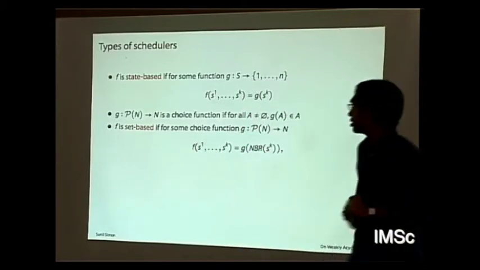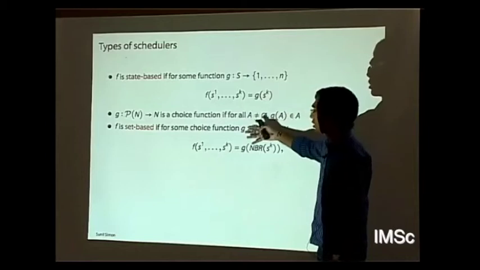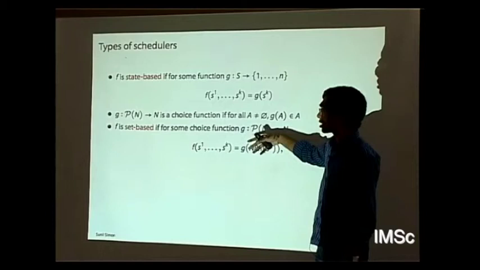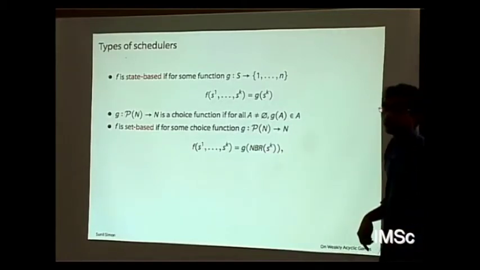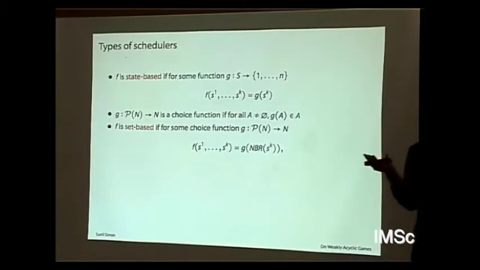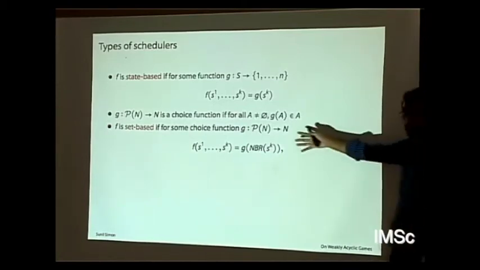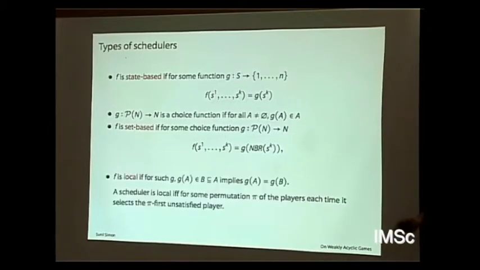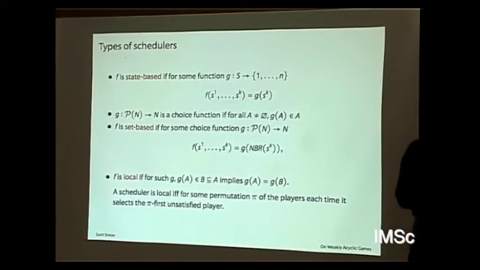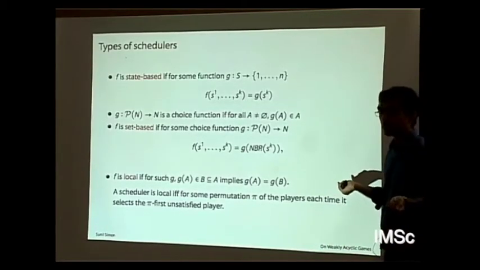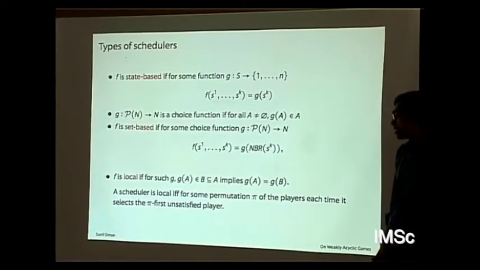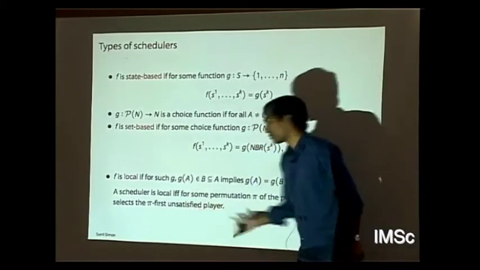Yeah. So what I'm saying is, of course this is state-based, but you can have further restrictions on the scheduler, right? You can say that the scheduler can't even access the entire state, but it has to make a decision based on just the identity of the players who are not playing best response, for instance. Okay, so this is a restricted class. It's a further restriction. You can even look at further restrictions of the set-based scheduler, what are called local schedulers, which is that you first fix a permutation of the set of players. Okay, you fix some permutation pi of the set of players. Now the scheduler is always forced to pick the pi-first unsatisfied player.